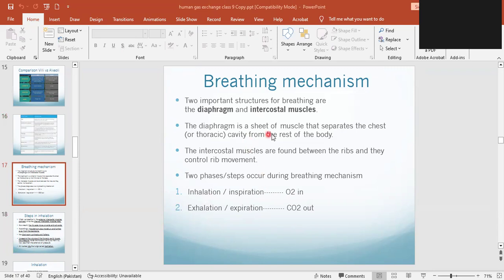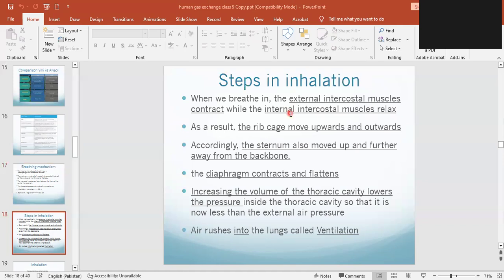And there are two structures that help in breathing, known as the diaphragm and the intercostal muscles. They help to move your chest. They help to create the volume and pressure inside your chest cavity so the air can rush in or rush out. Okay, so let's discuss inhalation.